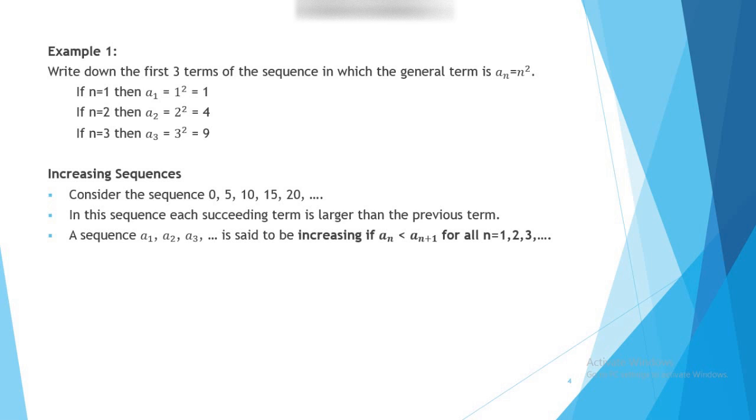Increasing sequences. Consider the sequence 0, 5, 10, 15, and 20. In this sequence, each succeeding term is larger than the previous term. The next term, 5, is greater than 0, and so on. The sequence a1, a2, a3 is said to be increasing if an is less than an+1 for all n equals 1, 2, 3, and so on. So an+1 is the next term after an. If you add 1 to n, you get the next term. And that's what we call increasing sequences.